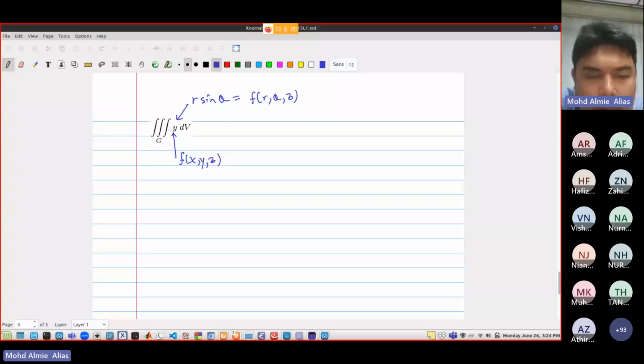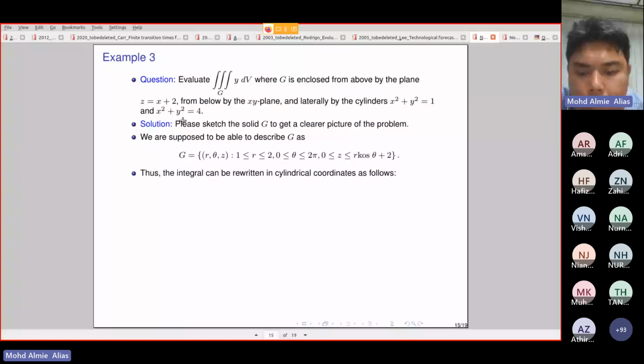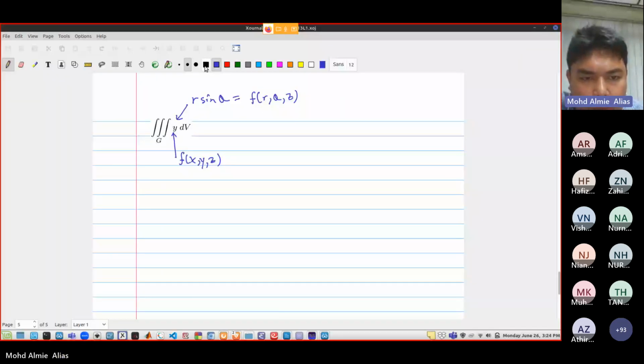So dV here, let's see here. Hang on. Okay, so let's try to sketch this, because there are four things here. You have two cylinders which actually bound this solid G. I mean, in the xy plane.